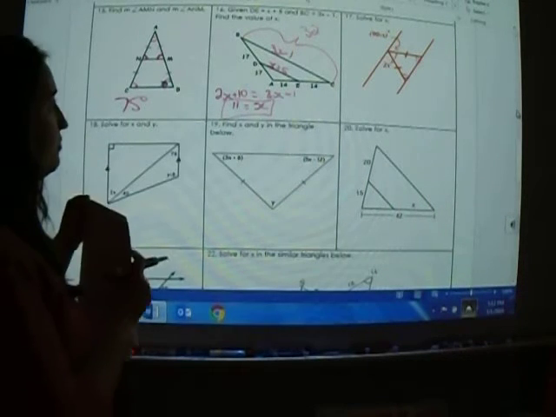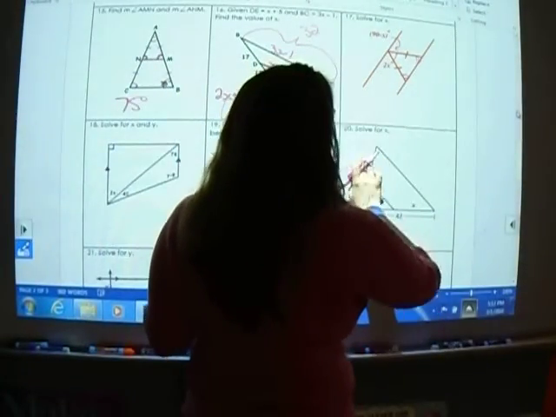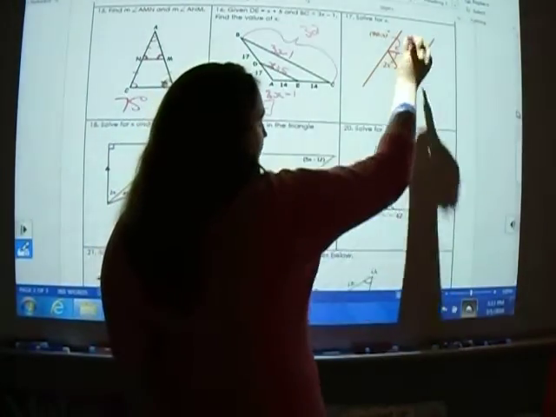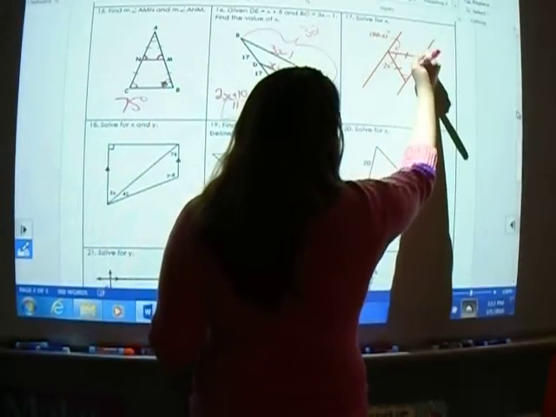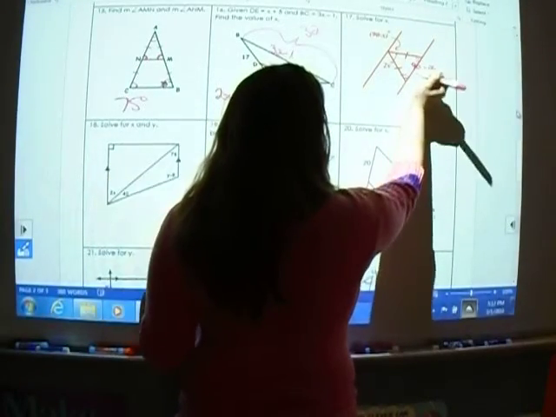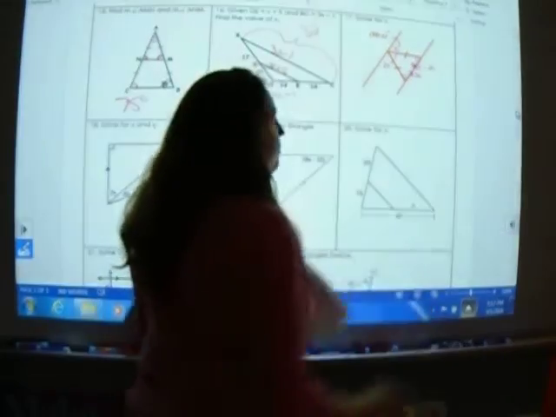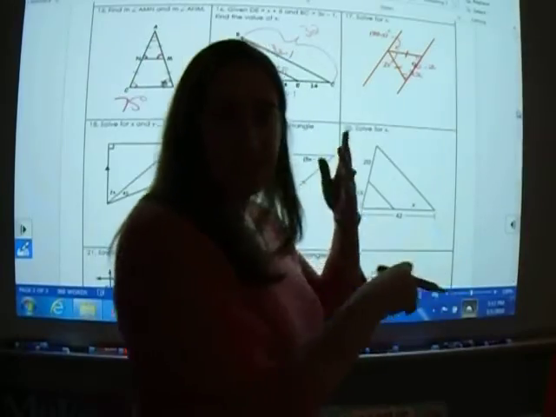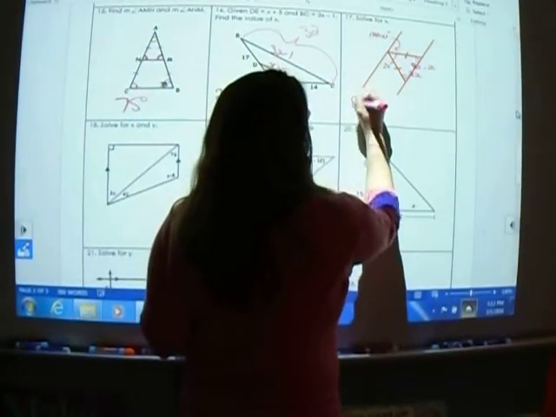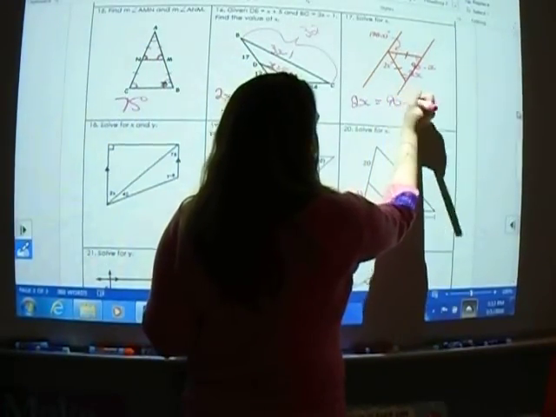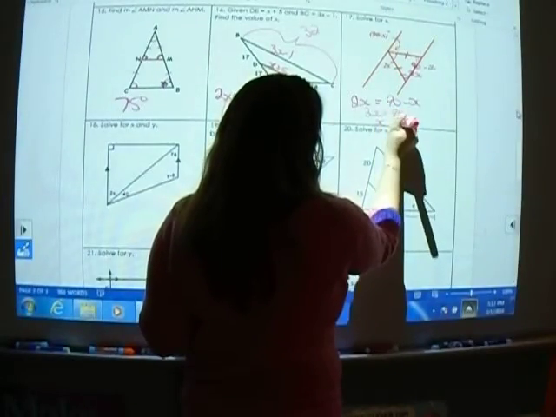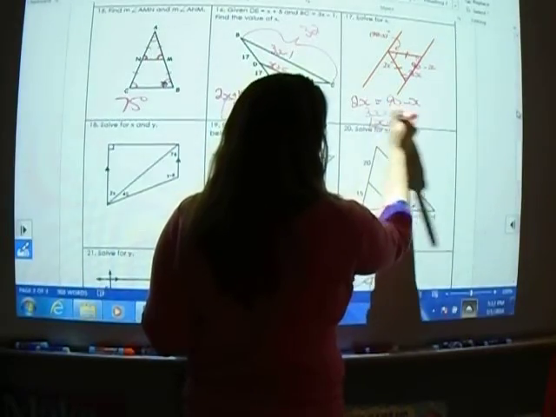All right. So these two are parallel lines, right? So this and this are alternate interior angles, if this was the transversal. So this is 90 minus x. And this and this are also alternate interior angles. So we just set them equal to each other because this is an isosceles triangle, right? So we have 2x equals 90 minus x. 3x equals 90. x equals 30. And that's our answer.